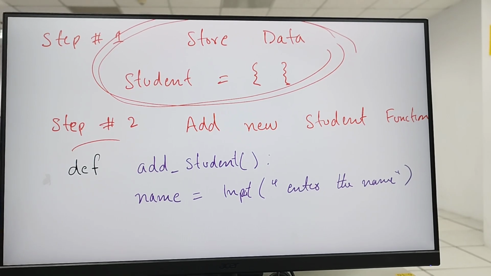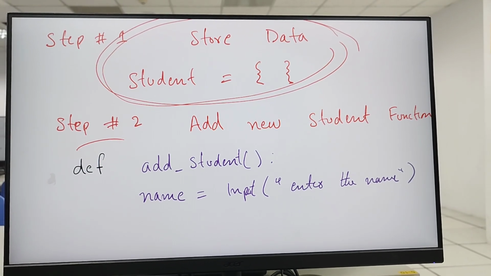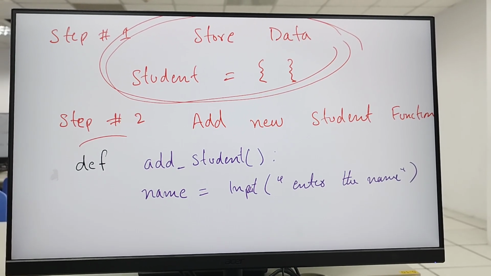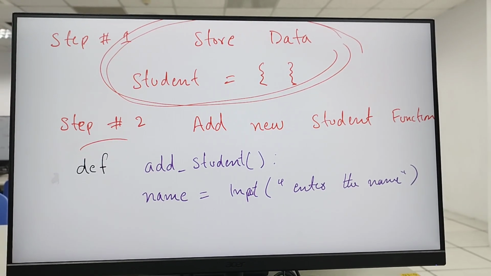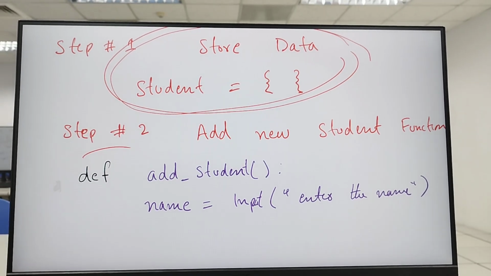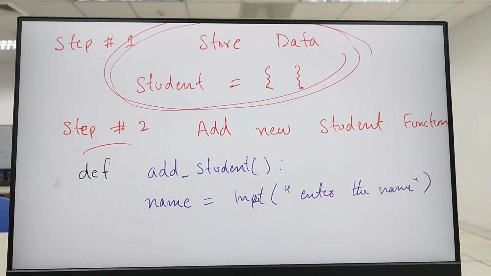Was added to the system. Now you need to check here whether the name is already available there in the list or no. So you can put this condition: if name in the students, print students already exist. Here you need to check.